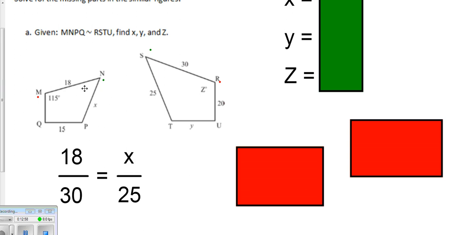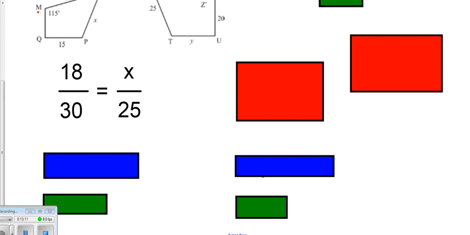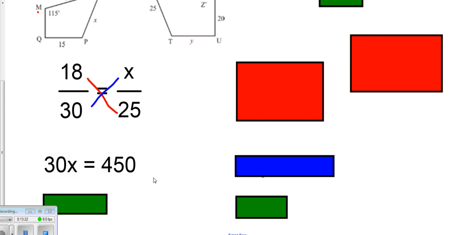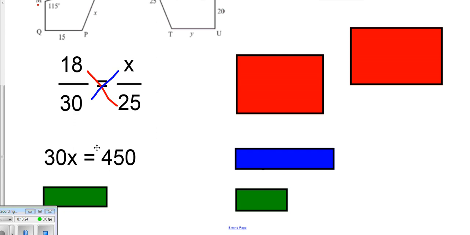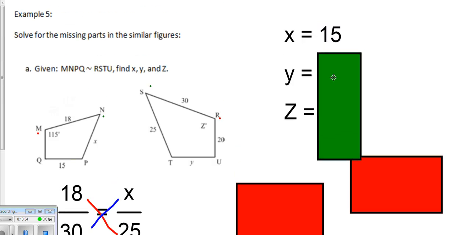One of the sides that we do know on our smaller one is this 18, M to N, which matches up with this 30. So 18 over 30 equals X over 25. So now we have our proportion set up. To solve for any proportion, we cross multiply. 18 times 25 and 30 times x. We get the equation 30x equals 450. Divide both sides by 30, and we get x equals 15. So our missing side x is 15.